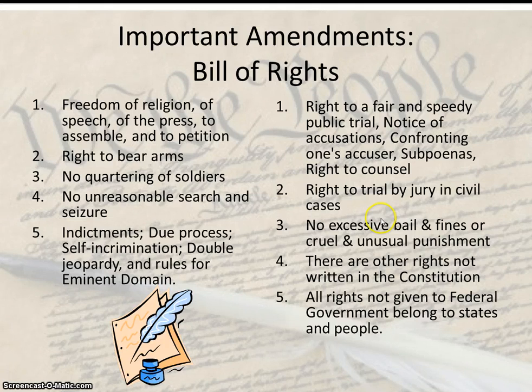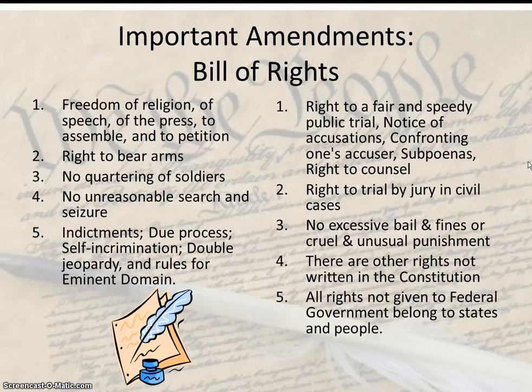It should be 6 through 10 here. So Sixth Amendment is the right to a fair and speedy public trial, that you should know what you've been accused of, you can confront your accuser, this with subpoenas, your right to have counsel or a lawyer. 7, the right to trial by jury in civil cases, so civil 7. 8, no excessive bail and fines or cruel and unusual punishment.